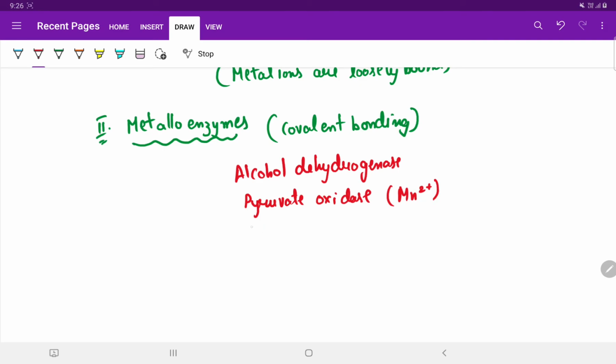Similarly, for cytochrome oxidase, an important enzyme in the cytochromes, where the energy production occurs in the mitochondria, this is usually governed by iron and copper. So, these are the various activators that are involved.